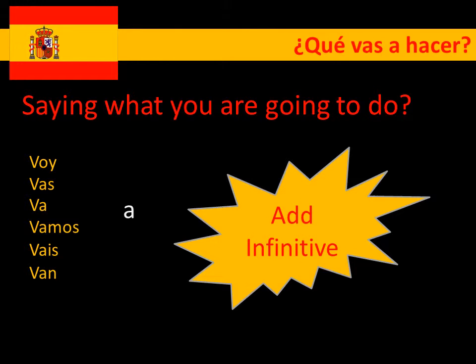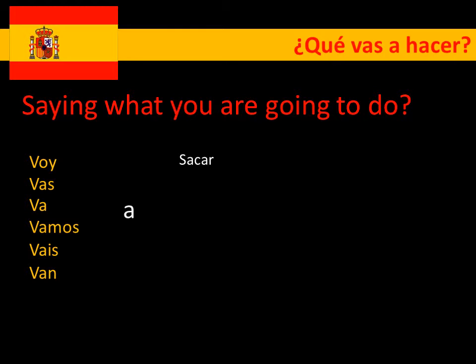So for example, voy a, well, we'll look at the first one, voy a sacar, voy a comprar, voy a tomar, voy a visitar. Lots of examples of AR verbs. Now we've got voy a comer, voy a beber, voy a ver. Here's some ER verbs. And then voy a escribir, an IR verb. Okay, so it doesn't matter what the verb is, whether it's an AR, an ER or an IR. It just stays in that same form, the infinitive form.